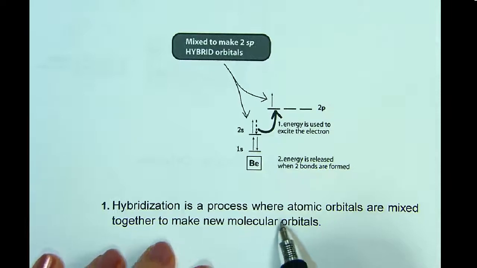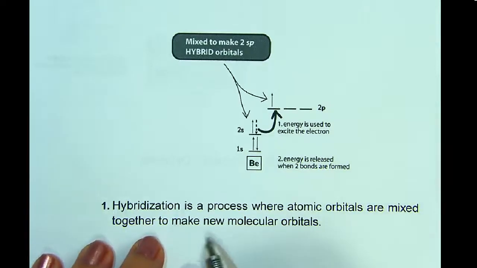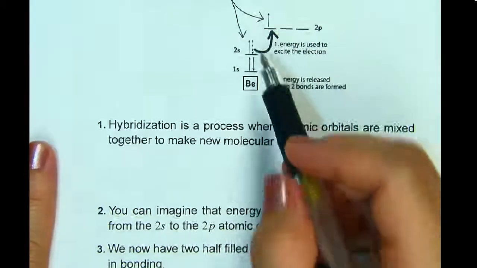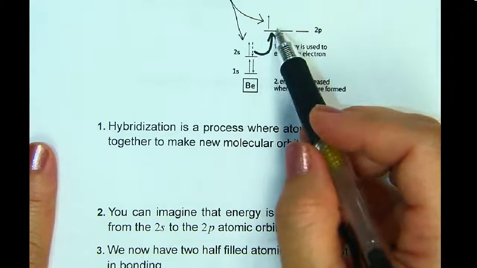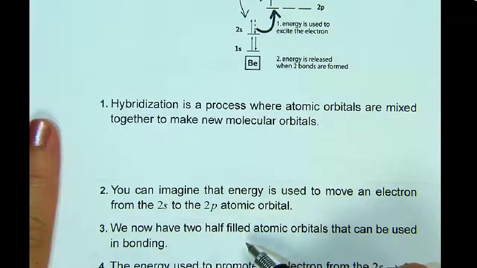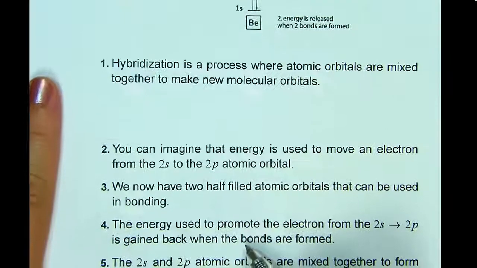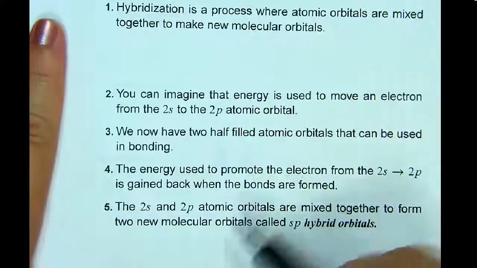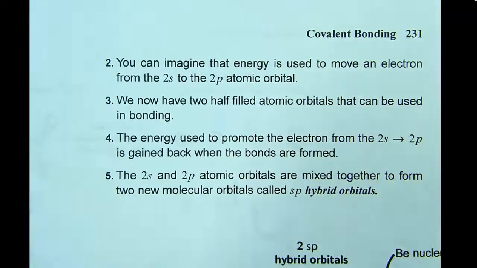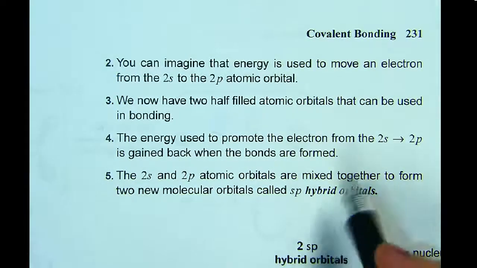Hybridization is a process where atomic orbitals are mixed together to make new molecular orbitals. You can imagine that energy is used to move an electron from the 2s over to the 2p atomic orbital. We now have two half-filled atomic orbitals that can be used in bonding. The energy used to promote the electron from the 2s up to the 2p is gained back when the bonds are formed. The 2s and 2p atomic orbitals are mixed together to form two new molecular orbitals called sp hybrid orbitals.